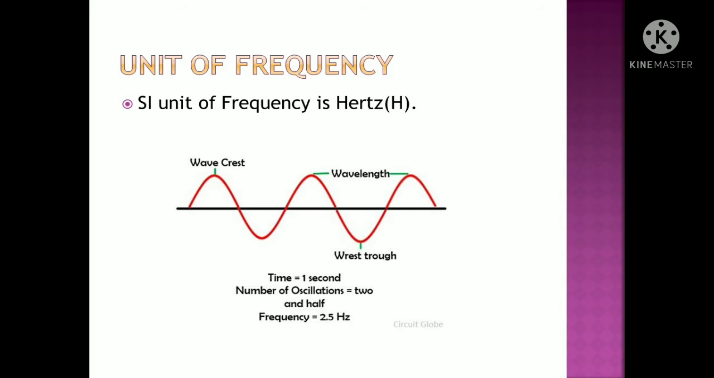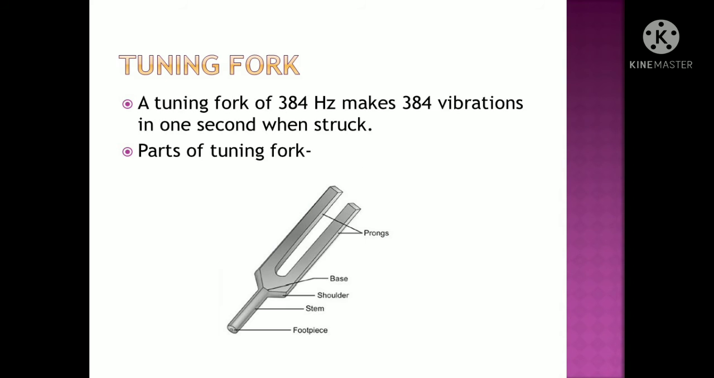Now there is one tool to see how many vibrations we can make. That is known as a tuning fork. A tuning fork of 384 hertz makes 384 vibrations in 1 second when struck. You just strike the tuning fork. How many vibrations will it make in 1 second? You have to measure it.